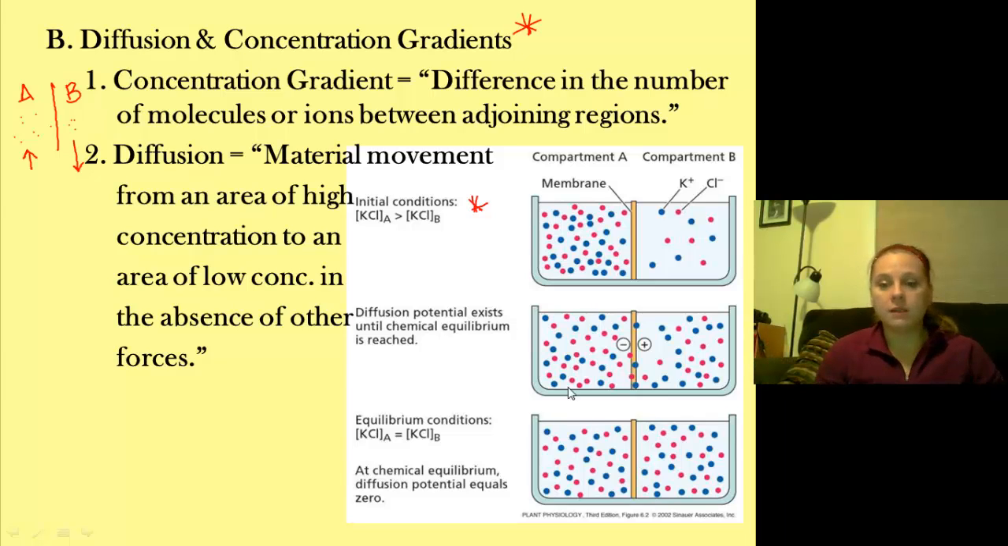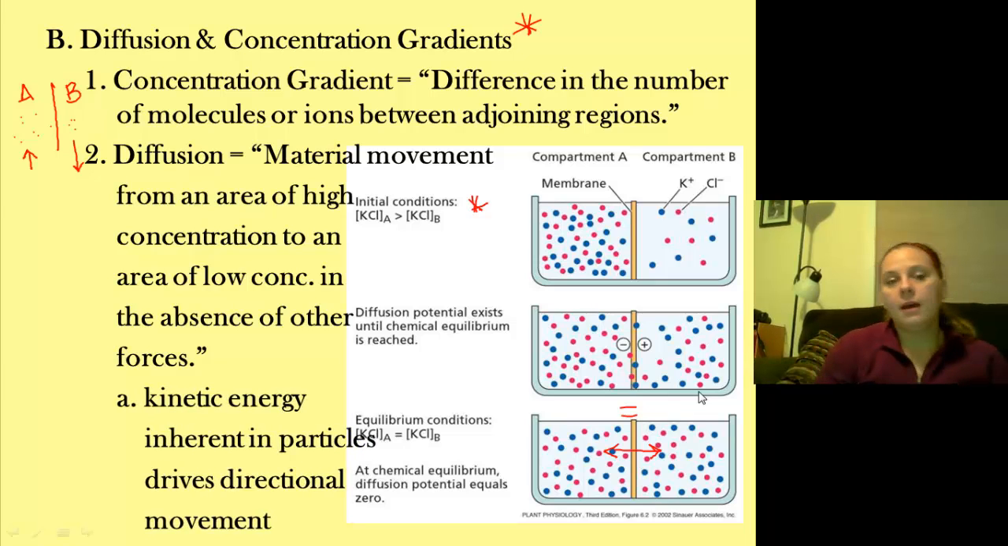And that will be until you get equilibrium, and all that means is that the concentration over here is equal to the concentration on the other side. This doesn't mean molecular motion stops. Those molecules keep going. It just means that there's no overall change. The concentration on one side is pretty much the same as the other. And what drives this, again, is the inherent kinetic energy of the molecules. That's still going to drive.